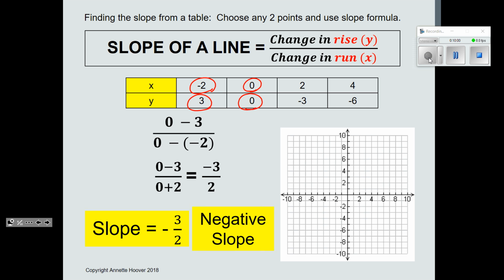If I were to graph these four ordered pairs, here's two of them. You see that we're going down 3 and to the right 2. That is negative 3/2 slope.